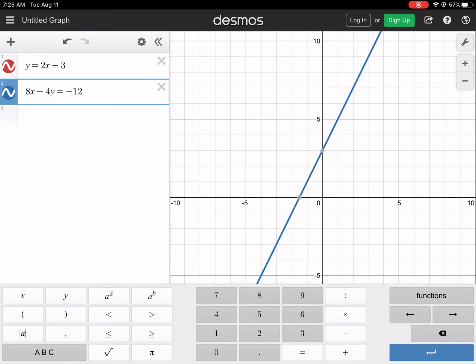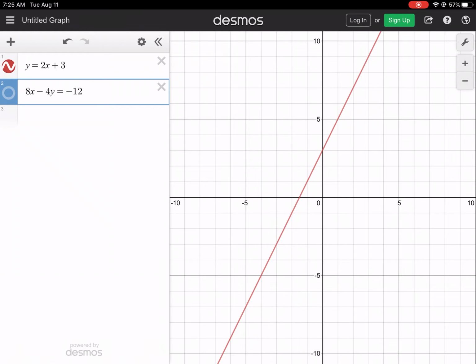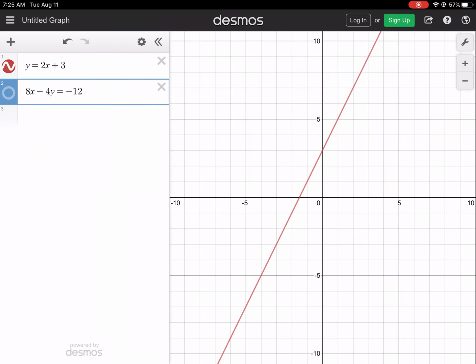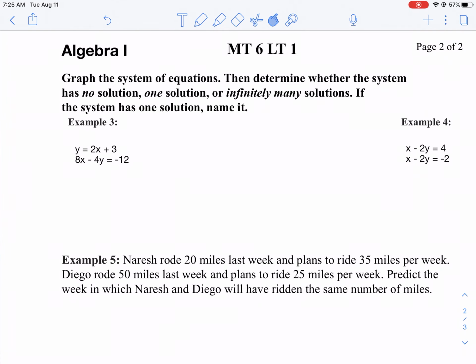If we click on the blue line, so it goes away, there's a red line. If I click on it again, it comes back. So notice this is a dependent system. You can turn your graphs on and off by clicking on the number to the left. So this system, we're going to say, is dependent. It has infinite solutions. I guess it didn't ask us to classify it, but we'll put down infinite solutions instead.